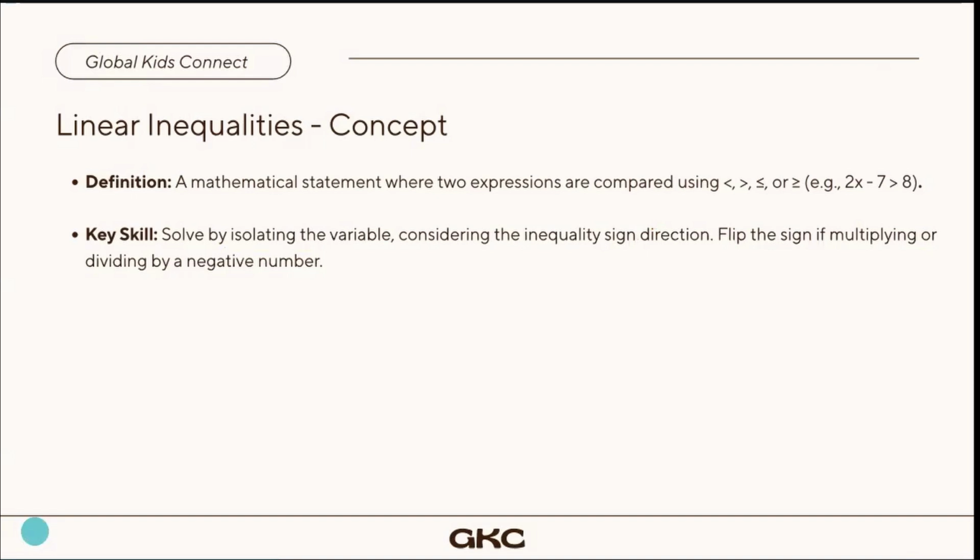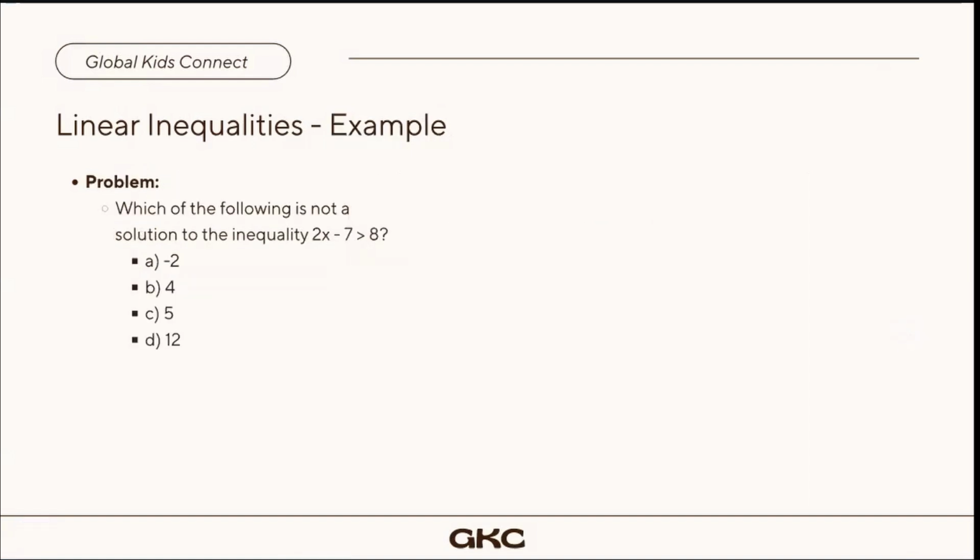We'll take a look at a couple cases where this happens. So we'll take a look at our first example question. Our problem states, which of the following is not a solution to the inequality 2x minus 7 is greater than 8? So we have to find, first of all, an answer choice that is not a solution to this inequality. So how do we find that?